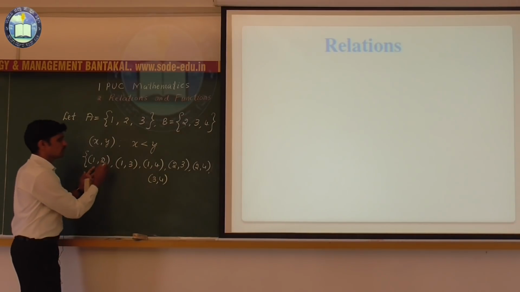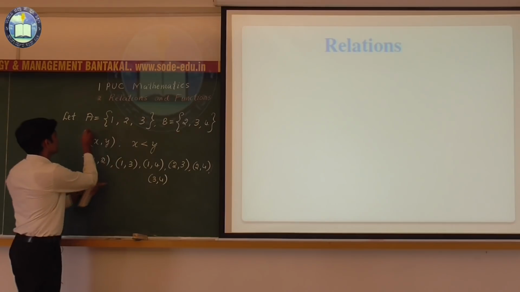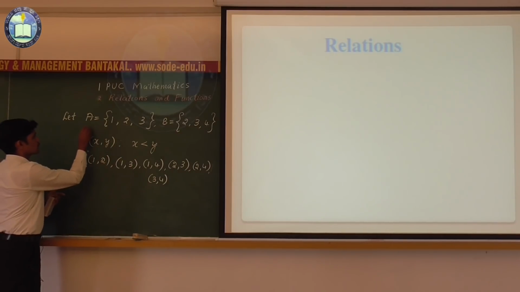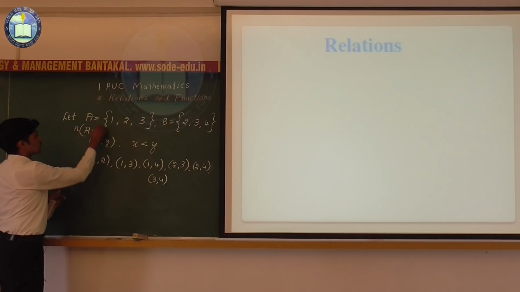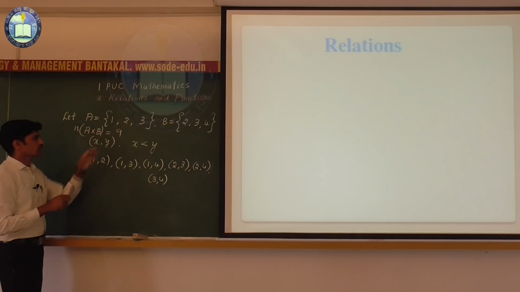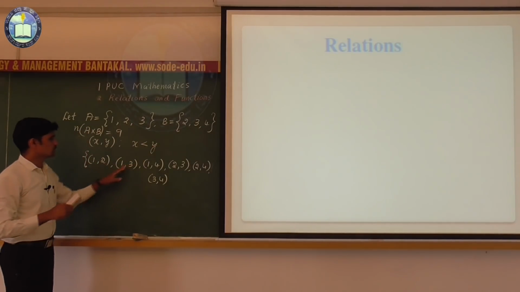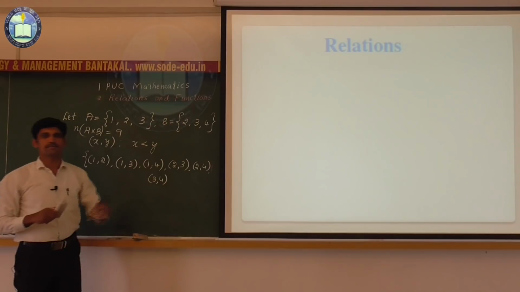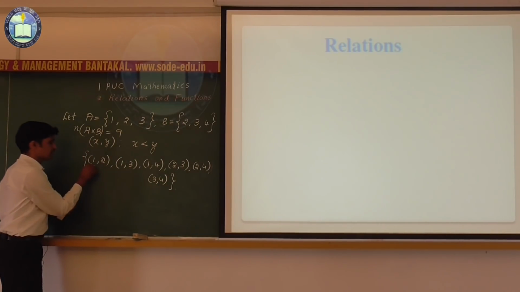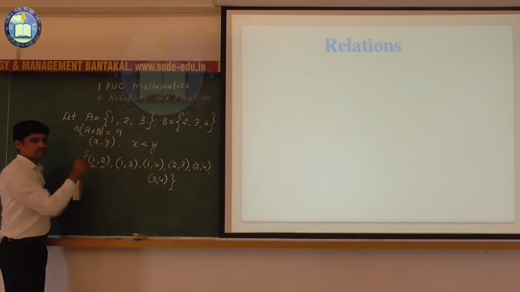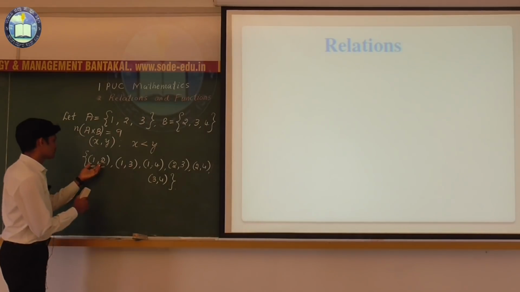So, here we have the elements in the form x, y, which belong to A cross B. Here in A cross B, we have 3 into 3, 9 elements. n of A cross B is equal to 9. Whereas there are 6 elements in this set, where the first element is related to the second element in each ordered pair. That is what we can observe here.